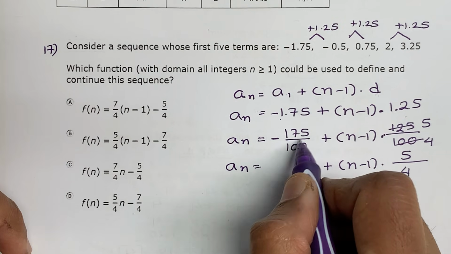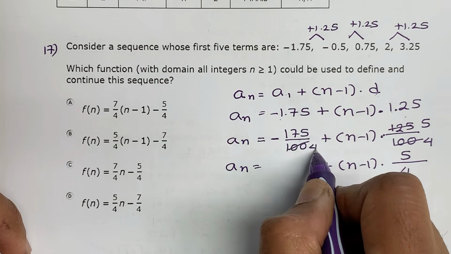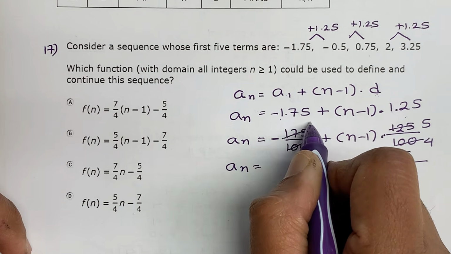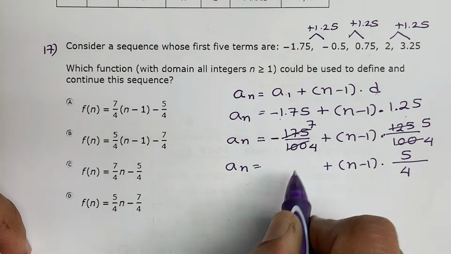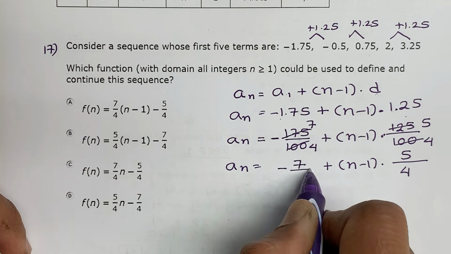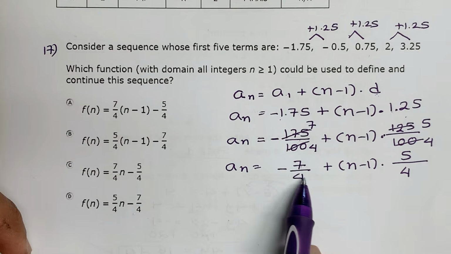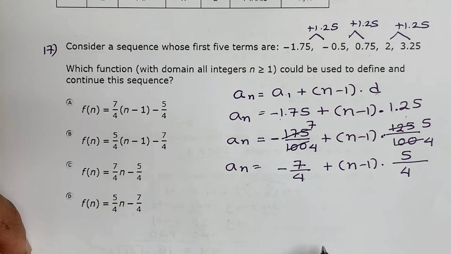And 25 goes into 100 4 times here, and 25 goes into 175 7 times. So you get negative 7 over 4, and that represents negative 1.75. Now it's coming together, right? Now we're kind of seeing where the answer is.